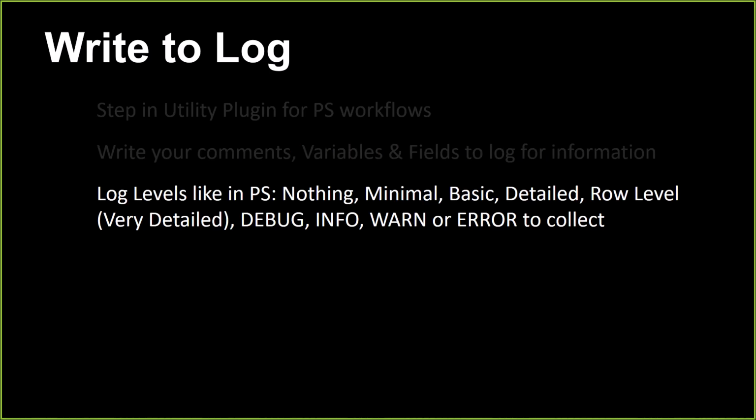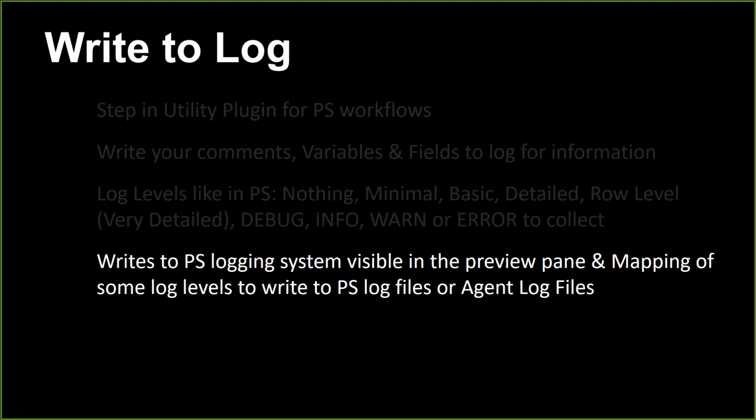The write to log step offers log levels like in Process Studio. The log levels include nothing, minimal, basic, detailed, row level, very detailed, debug, info, warn, or error to collect logs at the respective levels. The write to log step writes to the Process Studio logging system visible in the preview pane in Process Studio and also maps some log levels to the workflow logs to write to Process Studio log files or agent log files.